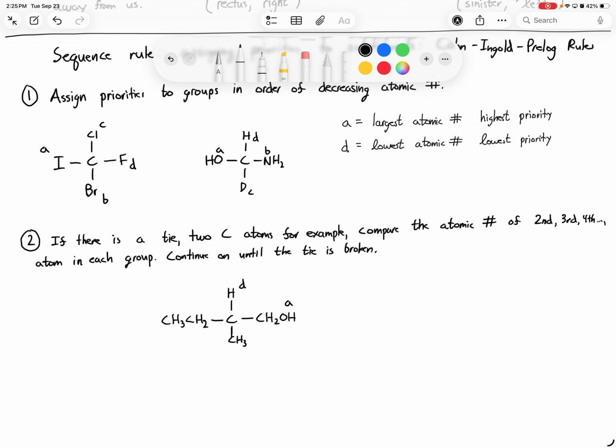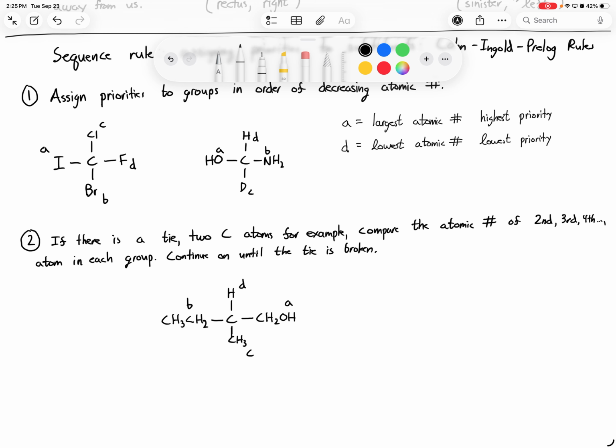Which one would be B and which one would be C? All right, the methyl, I heard C. Does everyone agree that methyl should be C? Right? Because what does the ethyl group have in addition to H's? Another carbon, and carbon beats out hydrogen. So that's why this one's B, this one's C. All right? Don't worry about assigning R and S here yet, okay?